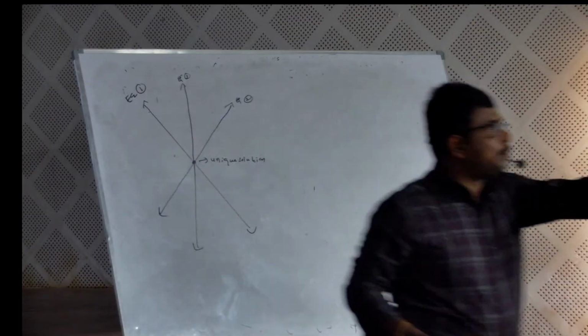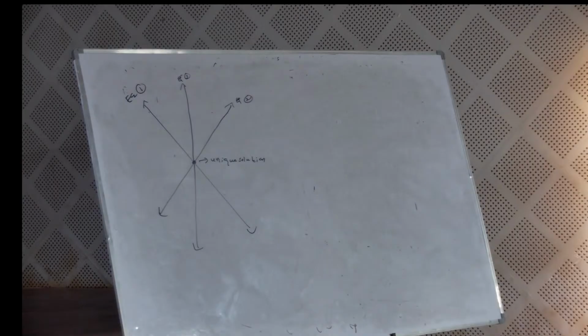In the previous example of the Gauss elimination first problem, all the three equations meet at one point, x equals 3, y equals 1, z equals 2. That is the unique solution. Okay, this is one case.